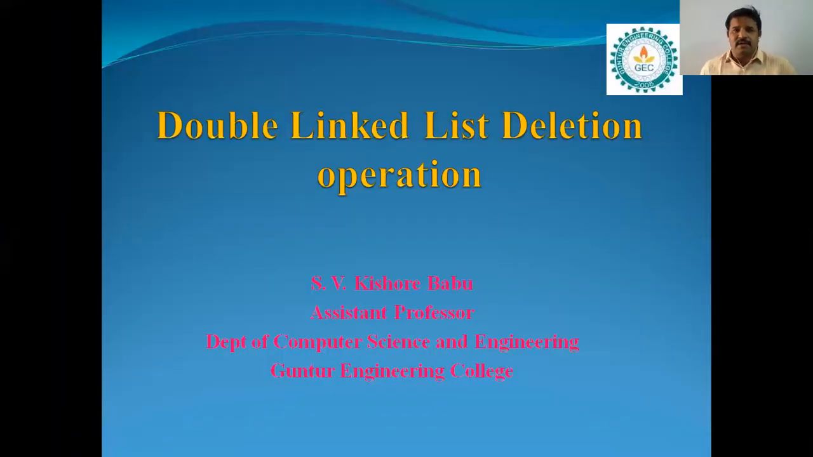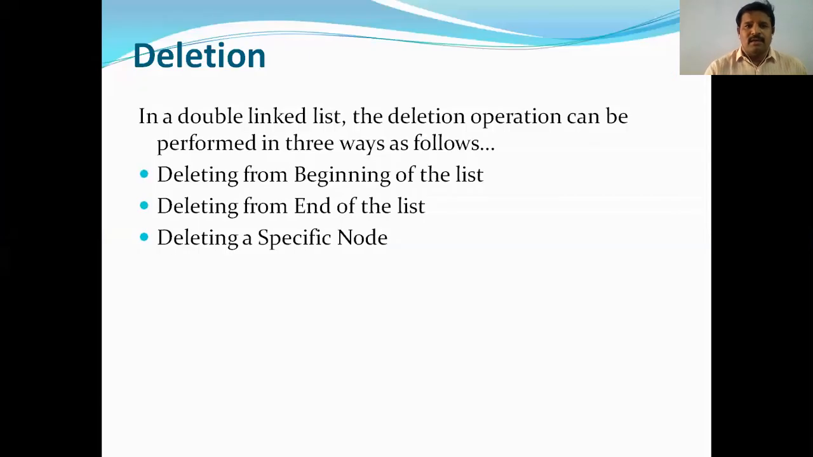Good morning, students. Today we are discussing how we perform the deletion operation on a double linked list. In the previous class, we discussed the insertion operation on the double linked list. Here, the deletion operation can be performed in three different ways: deleting from the beginning of the list, deleting from the end of the list, and deleting a specific node. So these are the three different ways where we can delete a node from the double linked list.